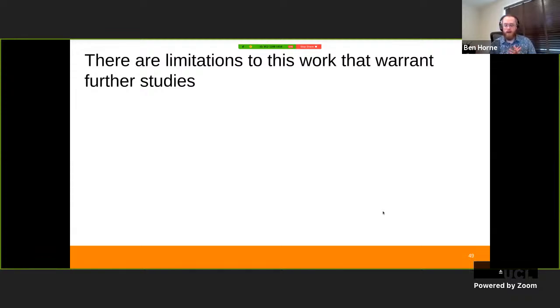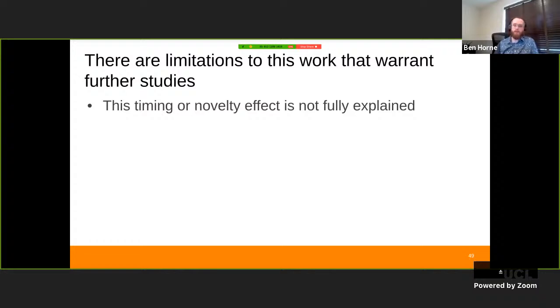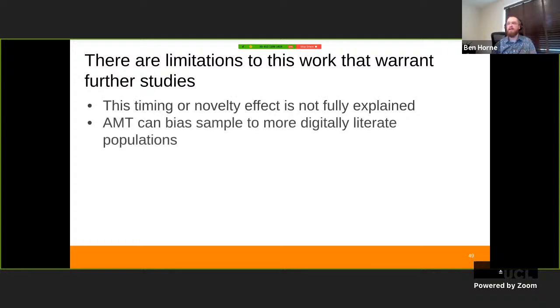So I'm about at 40 minutes. So to wrap up, there's clearly lots of limitations here. As I said, this timing or novelty effect is not fully explained, right? We think confirmation bias plays a role, but it definitely doesn't explain it at all. We know that Amazon Mechanical Turk can be a biased sample of digitally literate populations. You'll notice that most of the participants actually got the correct answer when saying they believe or not believe. And so this may not be the right population to fully analyze these warning labels, right? We're getting a more digitally literate population, thus things may be more effective than they would in another population.